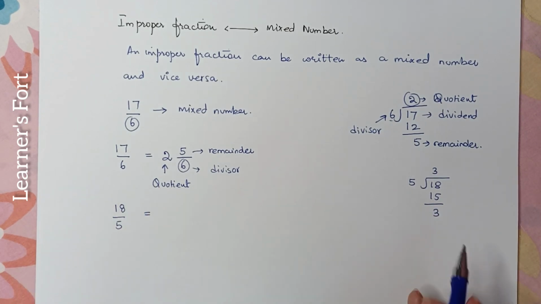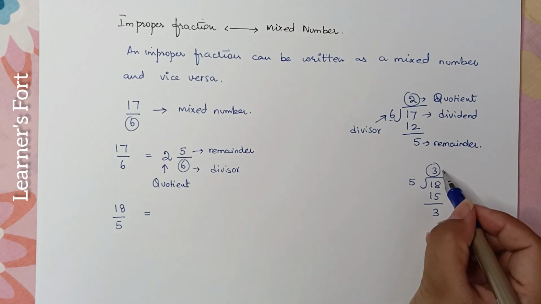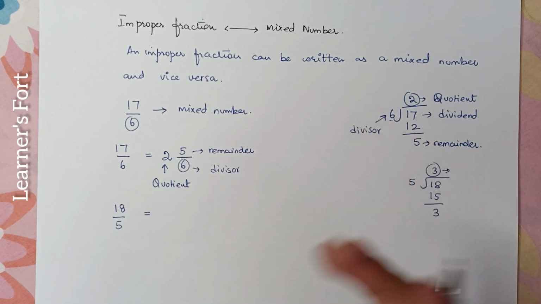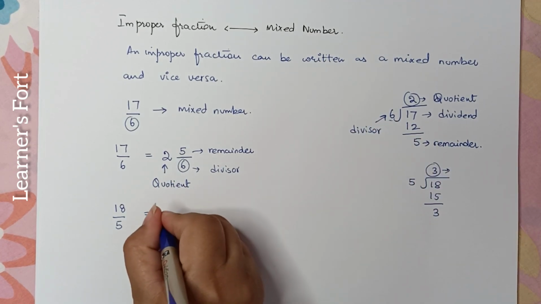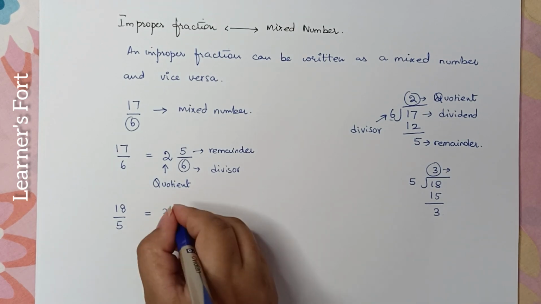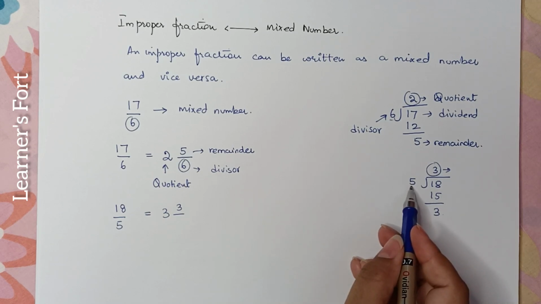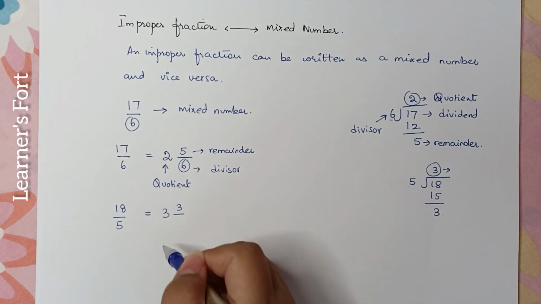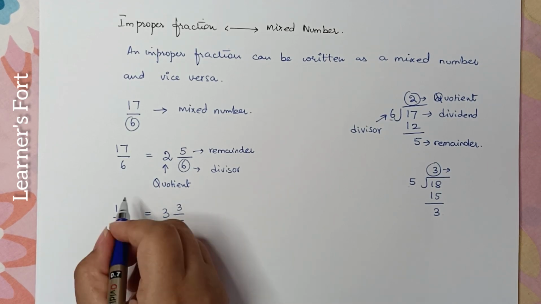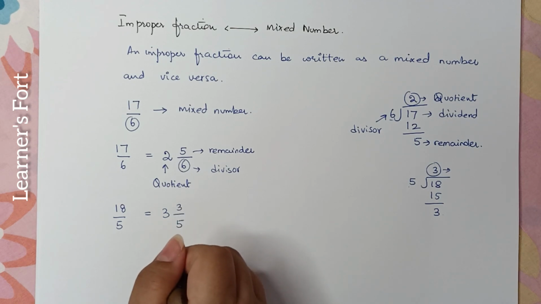Okay, now what we're going to do is the quotient, the main number, how many times 5 goes in, becomes the whole number or the integer, which is 3 whole. Then we write the remainder as the new numerator, and the divisor or the denominator comes as it is, which is 5. So 18 upon 5 can be written as 3 whole 3 upon 5.